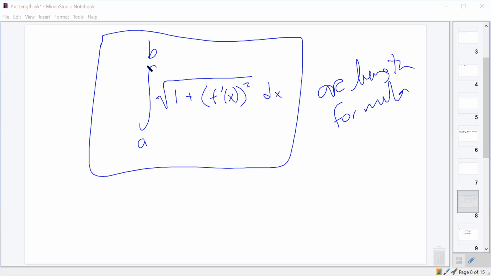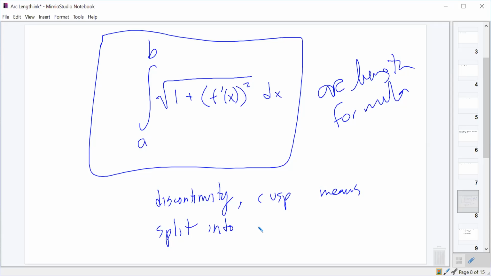We noted also that anytime your function has a discontinuity, or what else? What else causes a break that we have to, what else causes us to have to break up our integral? Yeah, cusp. Good. Discontinuity or a cusp means split the integral into multiple different integrals. And so if you know that the graph of your function has a cusp at x equals 2 or something, then you have to split it up at 2. Everybody good with that?